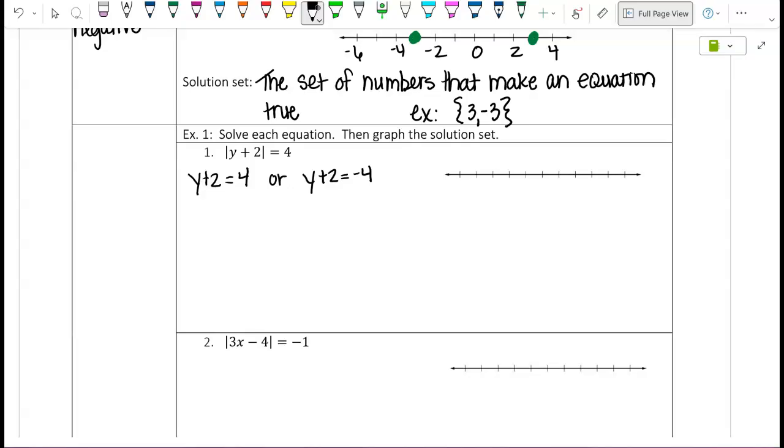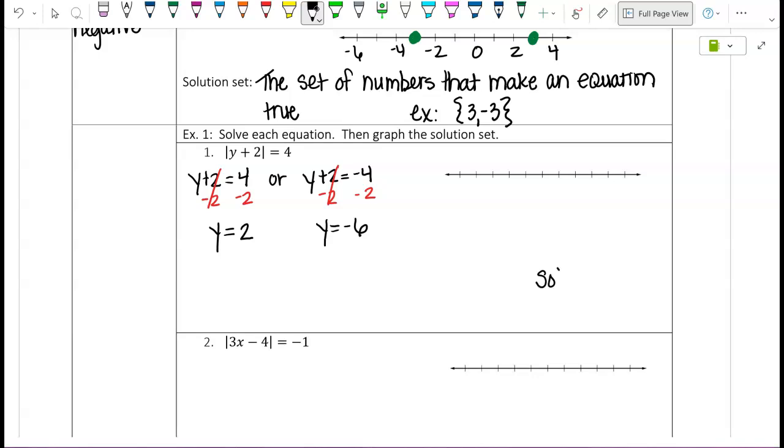And then we just go back and we solve both equations. So let's start with the y plus 2 equals 4. So just like we've been solving other one-step equations, I'm going to subtract 2 from both sides. So for this one, I get y equals 2. Then I have to go over and solve the second equation. So again, I'm subtracting 2 from both sides. Negative 4 minus 2 gives me negative 6. So y could be positive 2 or negative 6 to give us that positive 4.